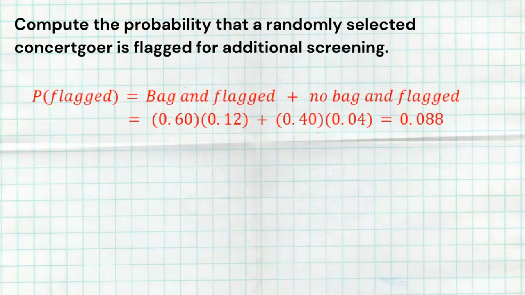So here's my math for that. 60% chance you have a bag and then get flagged, 12%, or 40% chance you do not have a bag and then get flagged, 0.04 or 4%. So multiply and add those together, we get a grand total of 0.088. So the probability that any person walking into the concert gets flagged for additional security is about 8.8%.